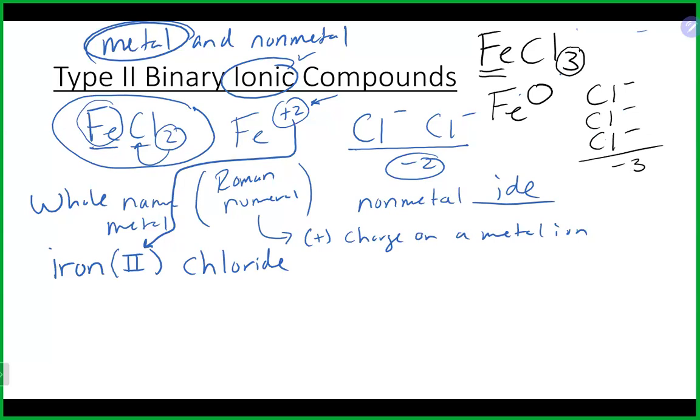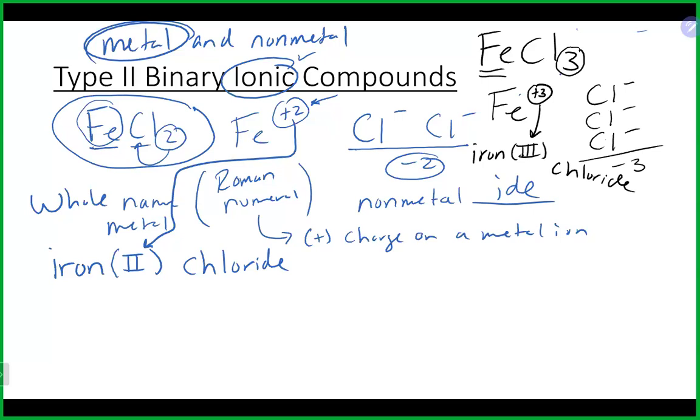That means in this particular case, my iron is not rolling with a +2, but it should roll with a +3 to balance it, yeah? And the name of this one would be iron Roman numeral 3 because of the charge, and chloride. I'll just kind of go underneath on an angle here. Iron Roman numeral 3 chloride.